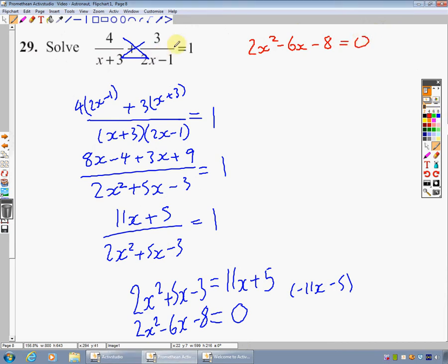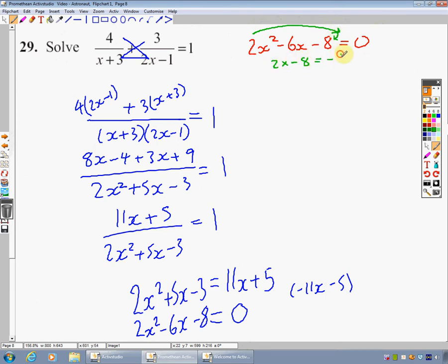What I always say for these ones is times your a by your c. So ax squared plus bx plus c equals 0, that's sort of normal form of a quadratic, times these two. That arrow is not quite pointing at it. Times those two together. So 2 times minus 8 is minus 16. Great, so I've got my minus 16.